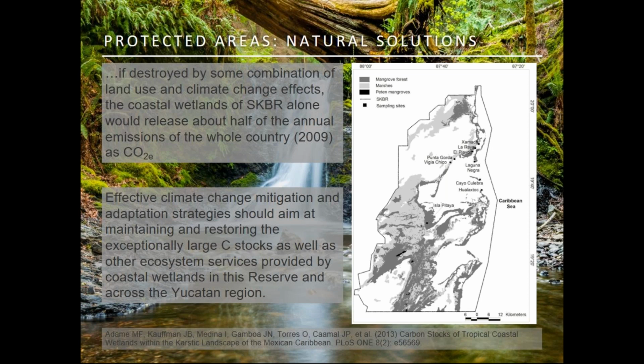By protecting this biosphere reserve and all the ecosystems within, you are contributing to the mitigation agenda of a country, and that's just one PA of several hundred that Mexico has. So one of the conclusions of this paper is that effective climate change mitigation and adaptation strategies should aim at maintaining and restoring the exceptional large carbon stocks of the mangroves of this biosphere reserve in the Yucatan Peninsula. So protected areas contribute not only to the mitigation agenda, but the adaptation agenda simultaneously.